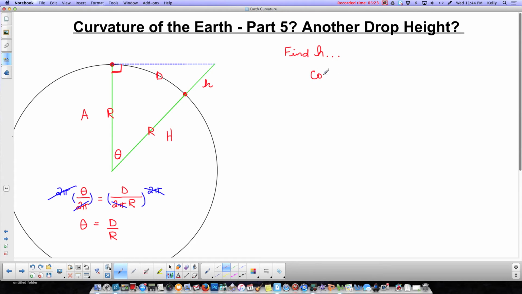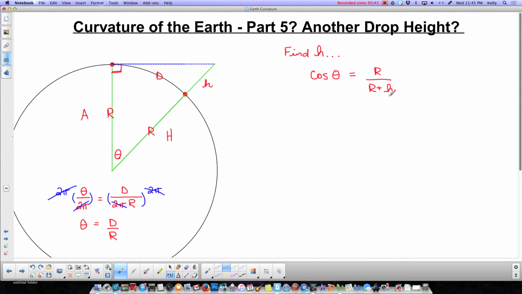So we're going to find the cos of theta, and I'm going to leave that as theta right now. Later on, we're going to put in the d over r. But cos theta equals adjacent over hypotenuse. So the adjacent is r, and the hypotenuse is r plus h, that little extra height.